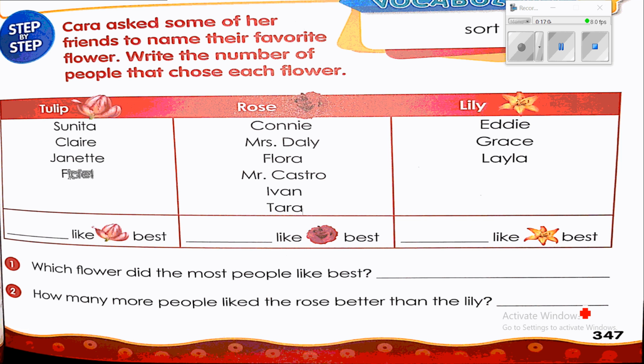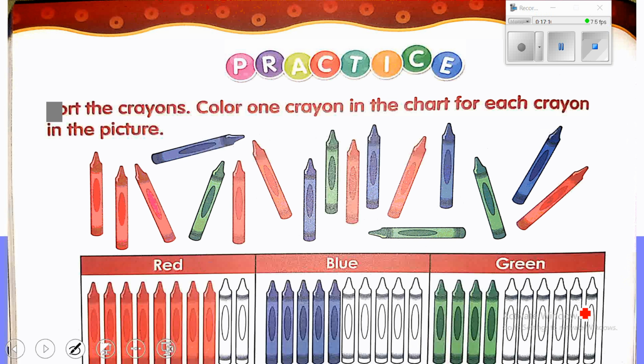Let's go to the next. Here is sort the crayons. Color 1 crayon in the chart for each crayon in the picture. I guess they did it for us. Let's check. How many reds? 1, 2, 3, 4, 5, 6, 7, 8. Let's count here. 1, 2, 3, 4, 5, 6, 7, 8. So red is 8.